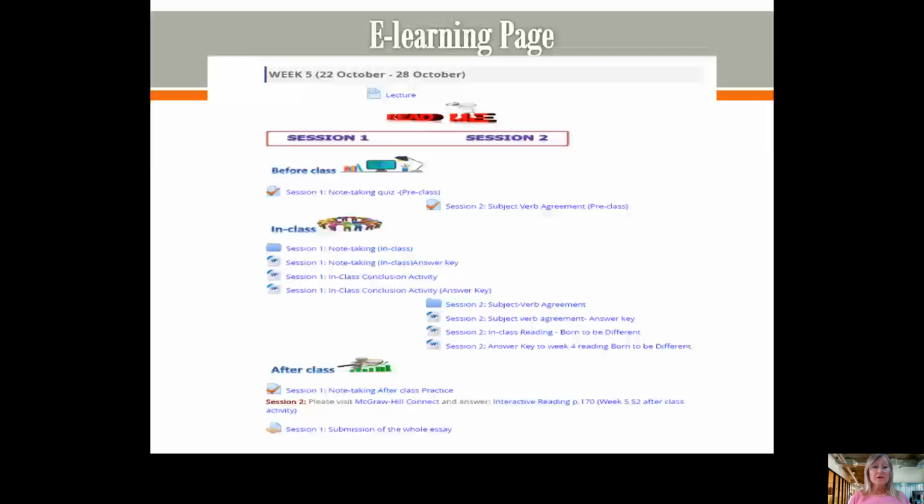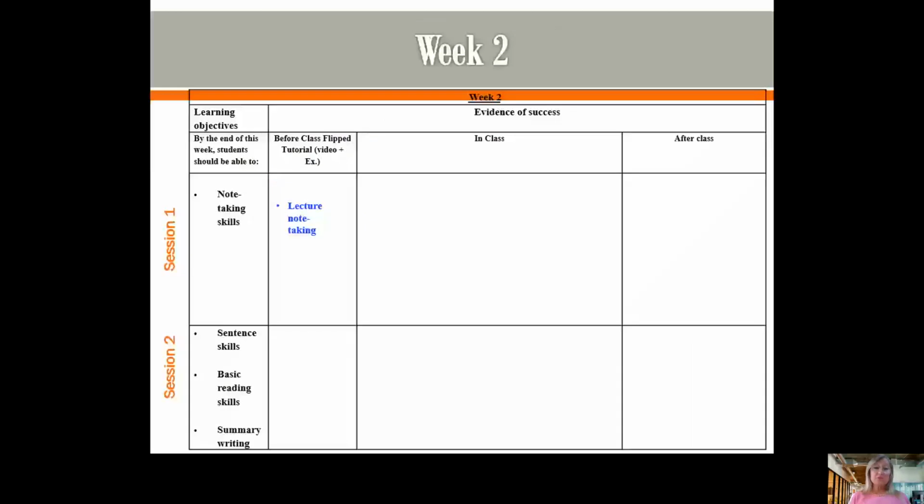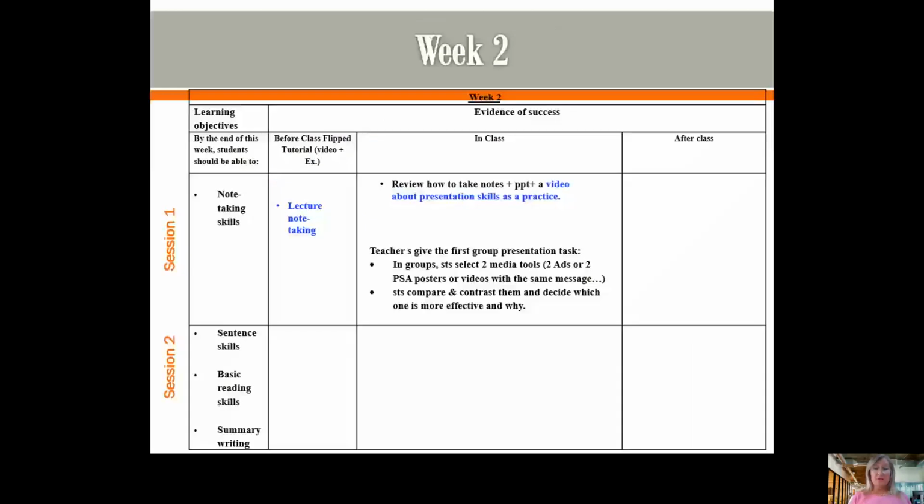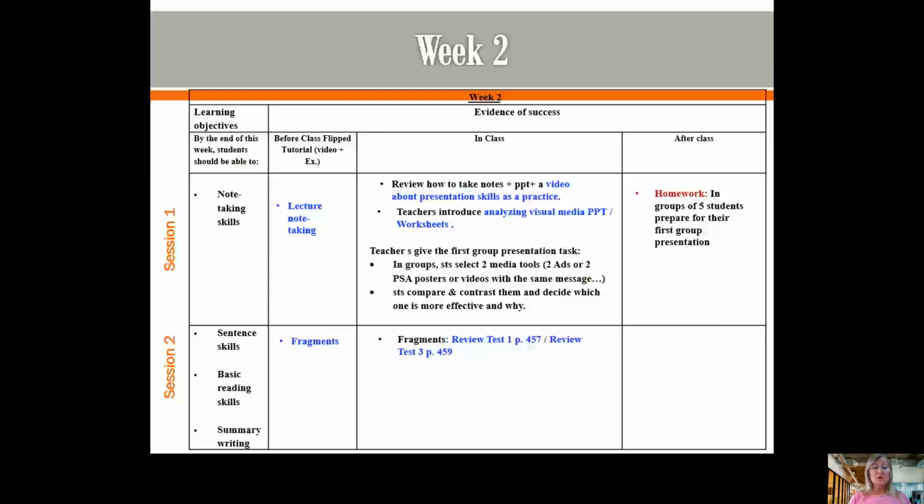That's a screenshot of your e-learning page in your module English for academic purposes. You have the before class, the session 1, the session 2, and as you see, session 1 is on your left, and then session 2, the activities are placed on your right hand side. Okay, now week 2, this is a sample of the weekly plan and what you're supposed to watch before class, in class, and what you're supposed to do after class. This is in session 1 and below session 2.